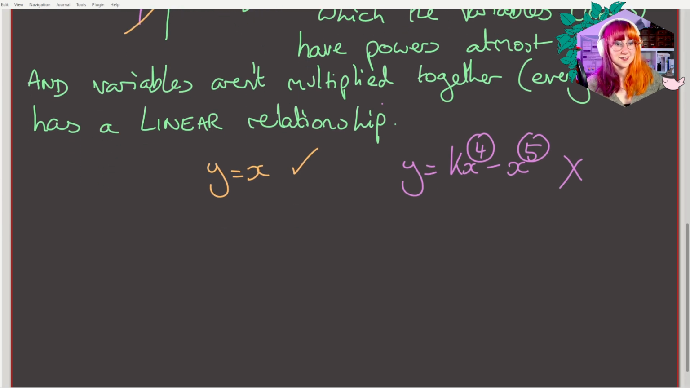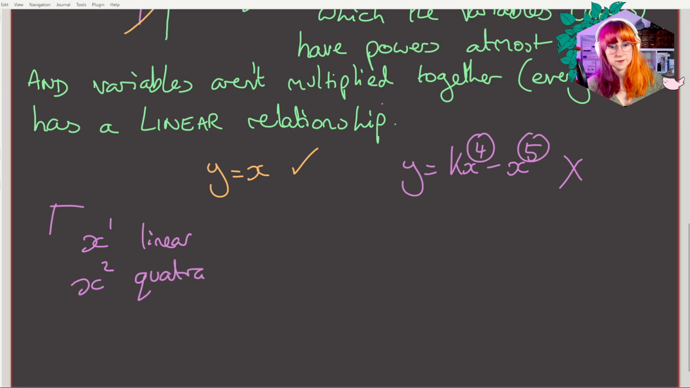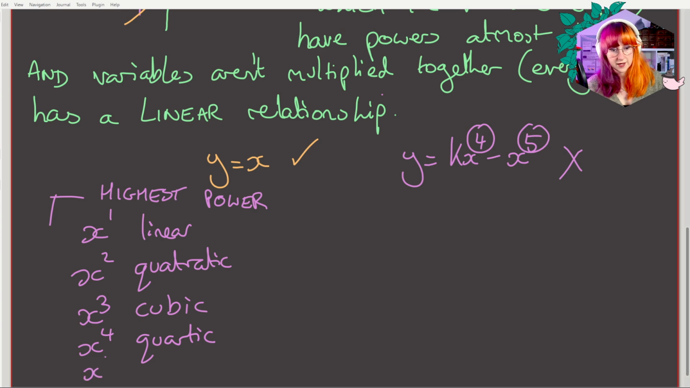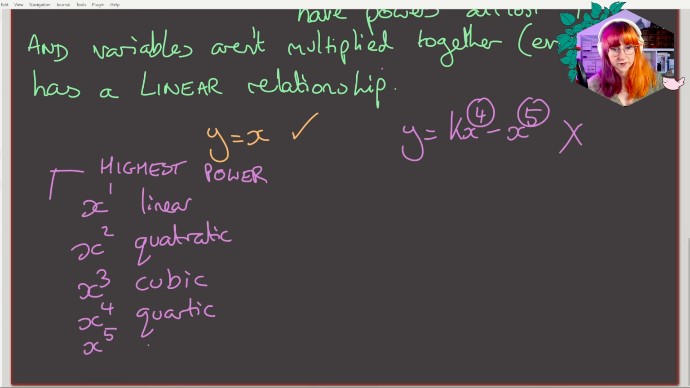Just as a language lesson, x to the 1 is linear, x to the 2 is quadratic, and this is specifically the highest power in the equation. X cubed is cubic, x to the 4 is quartic, x to the 5 is quintic. I have no idea about the spelling on these.